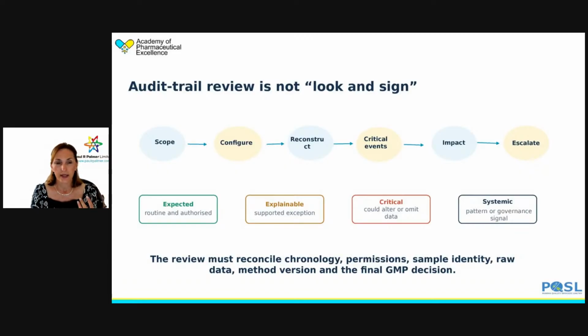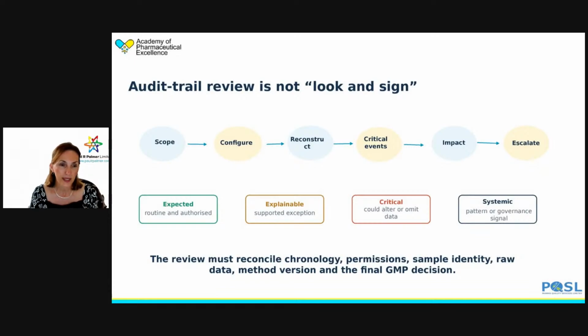The event needs classification. An expected event is routine and authorized. An explainable exception is unusual, but supported by contemporaneous evidence, such as a documented power failure. A critical event could alter, omit, or misattribute the data. A systemic signal is a pattern that points to a wider process or governance weakness.